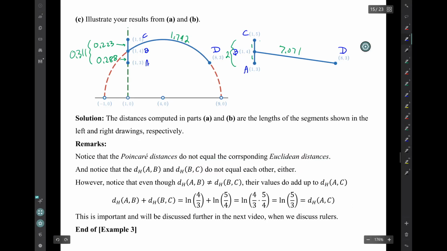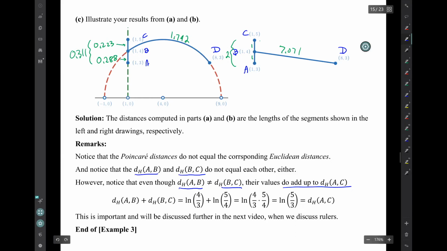Also notice that the distance from A to B in the Poincare distance and the distance from B to C don't equal each other. But do notice that even though those two things don't equal each other, their values do add up to the distance from A to C. That is, this number plus this number equals that number.